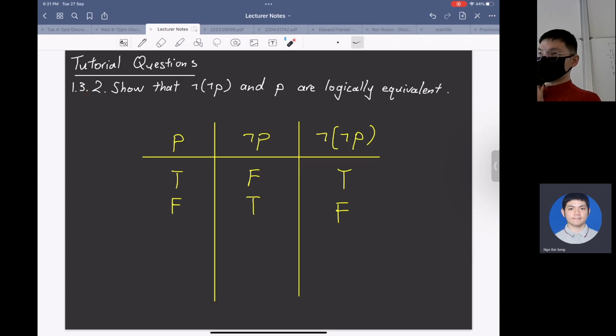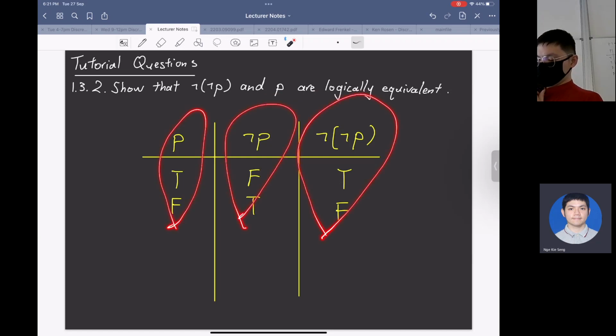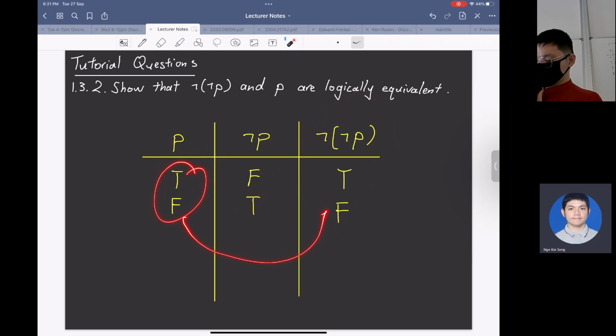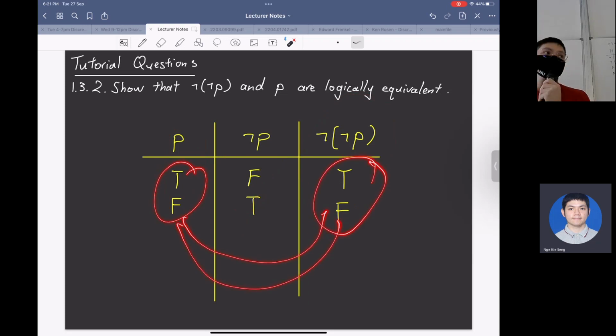1.3.2. So in the class, sometimes if I'm using something that I haven't proved, you should accept it first, and then go back and check whether it's true or not. So show that not P and P are logically equivalent. This one I said just now. So you do P, not P, not P. You see that they are the same.